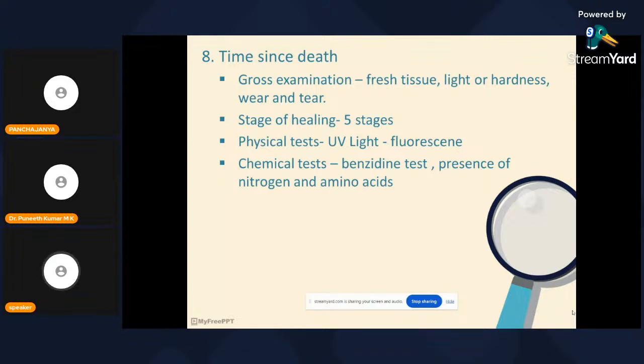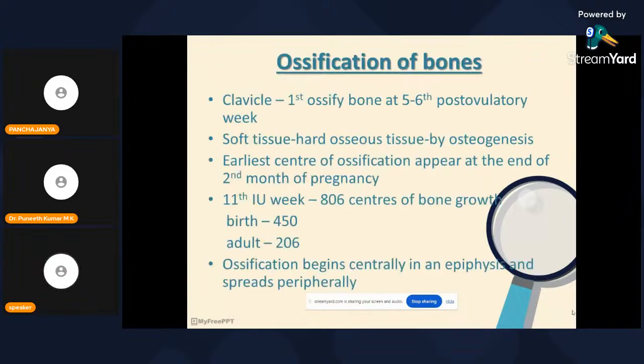Then ossification: based on the ossification of bones, we can get a complete identification, and the age of a person can also be determined. The first bone to ossify is the clavicle, at the 5th to 6th post ovulatory week. Ossification is the process of converting soft tissue into hard osseous tissue by osteogenesis. This is called ossification of the bone.